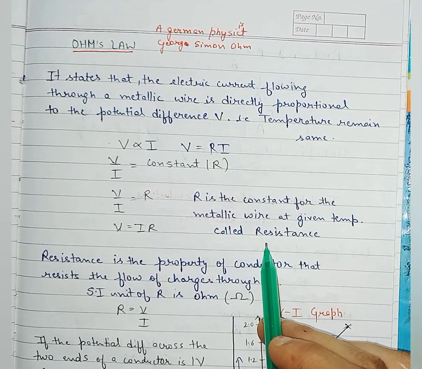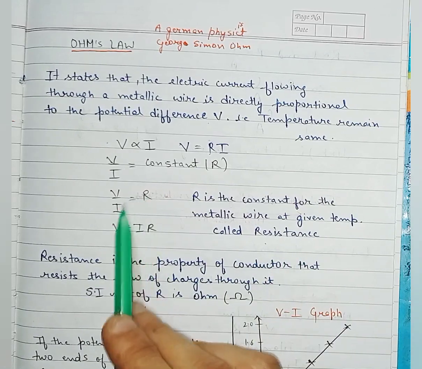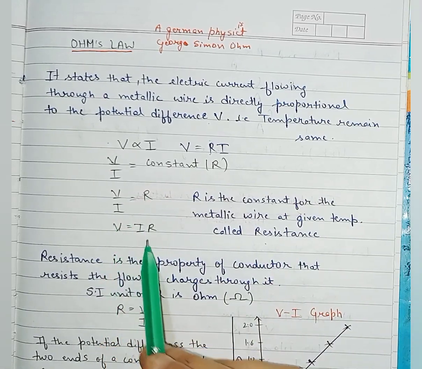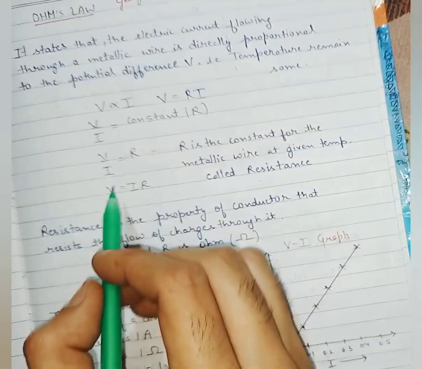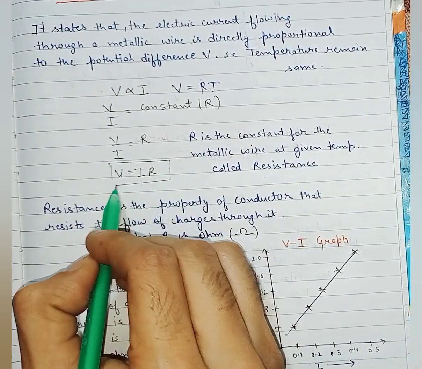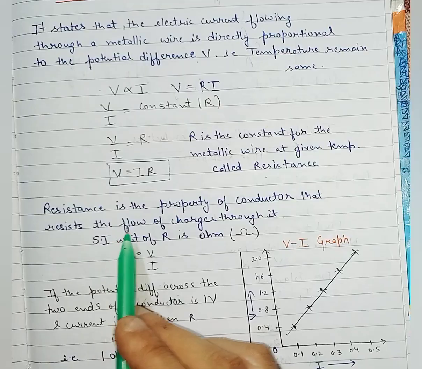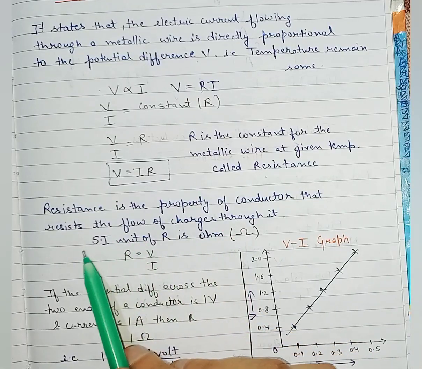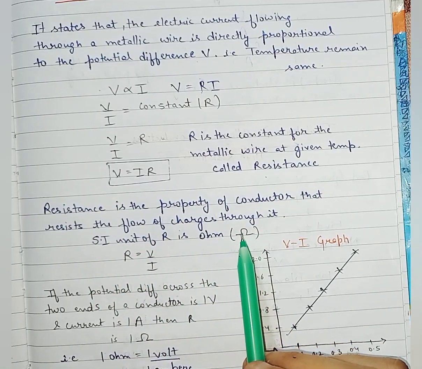It is called resistance. R is called resistance. So from that our formula becomes V equal to IR, and this is Ohm's law. V equal to IR. Okay, now resistance is the property of a conductor that resists the flow of charge through it.